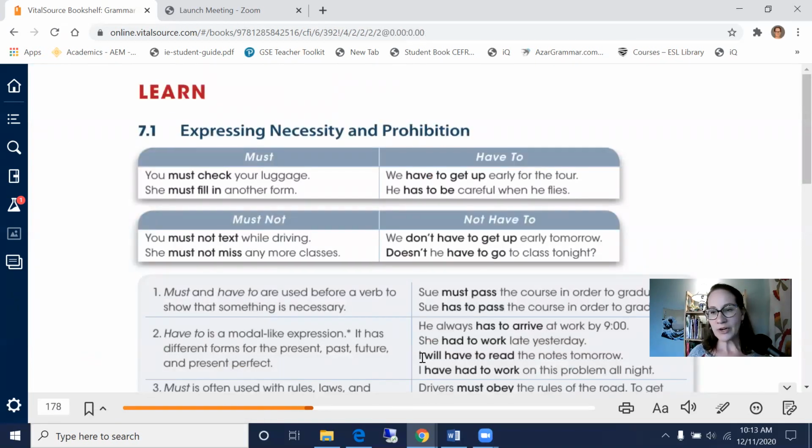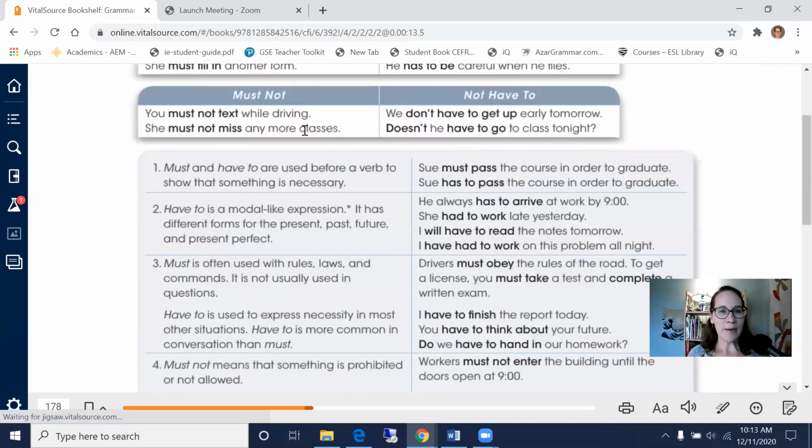Okay, now I'm on page 178. Hopefully you read the article and you were able to understand that and see some examples. And what we're going to do here is look at some common expressions that use modals for necessity or prohibition. So must and have to. I use these words all the time, right? You probably have heard them before. So must and have to are used the same to show that something is necessary.